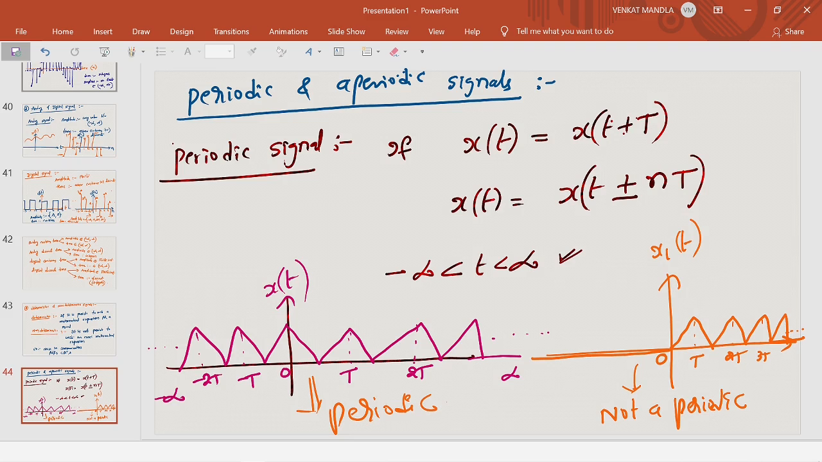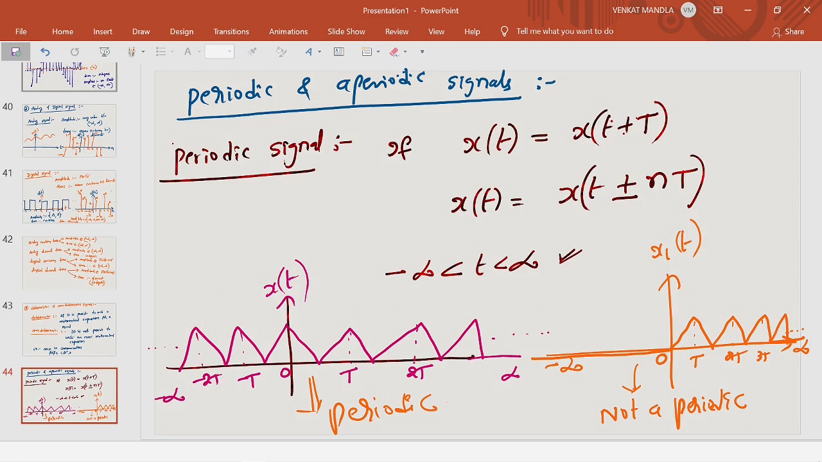Okay. So if one period of the signal is repeated from minus infinity to plus infinity, then it is periodic. Here, from minus infinity to plus infinity, the single period of the signal is not repeating. Only the positive side is repeating. That is not a periodic signal.